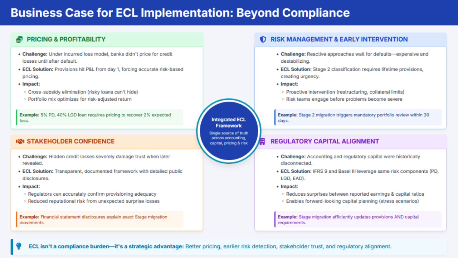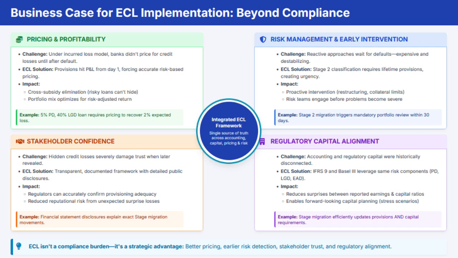Second is risk management discipline. ECL models require banks to have comprehensive data on historical defaults and recoveries, economic conditions, and forward-looking information as well. And building these data sets and keeping them current creates enormous discipline. Banks need to track migration through stages, validate their models, and ensure data quality.